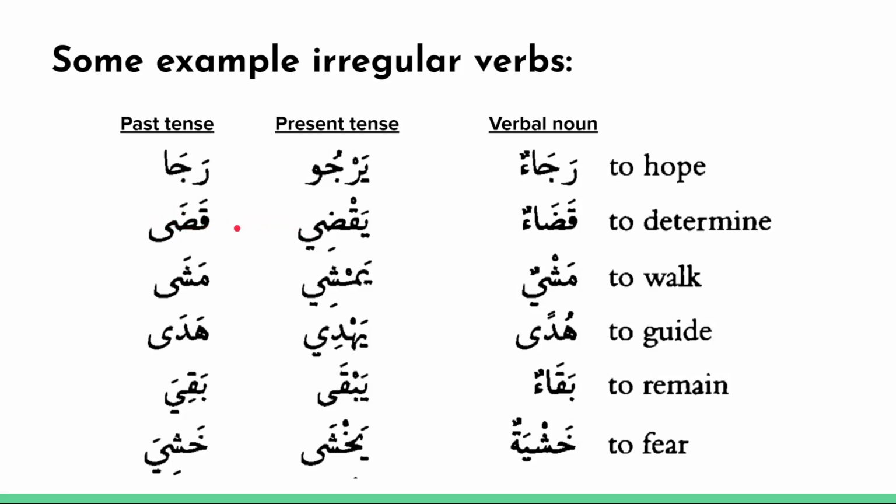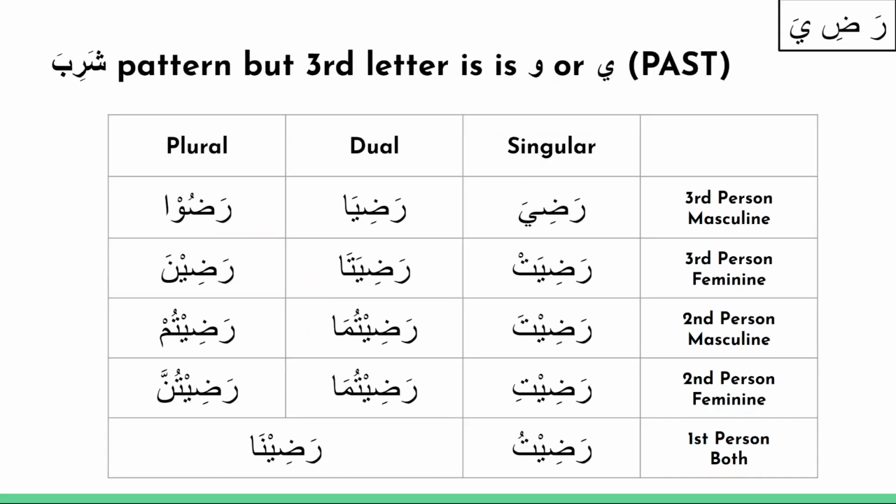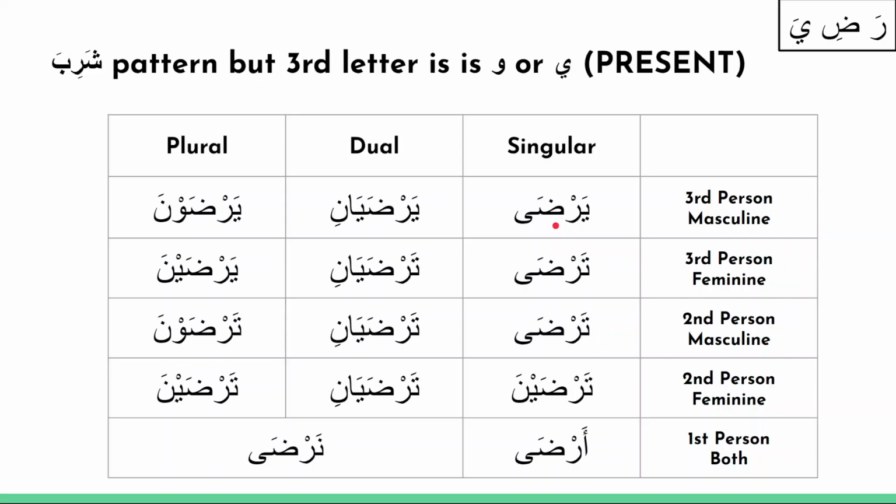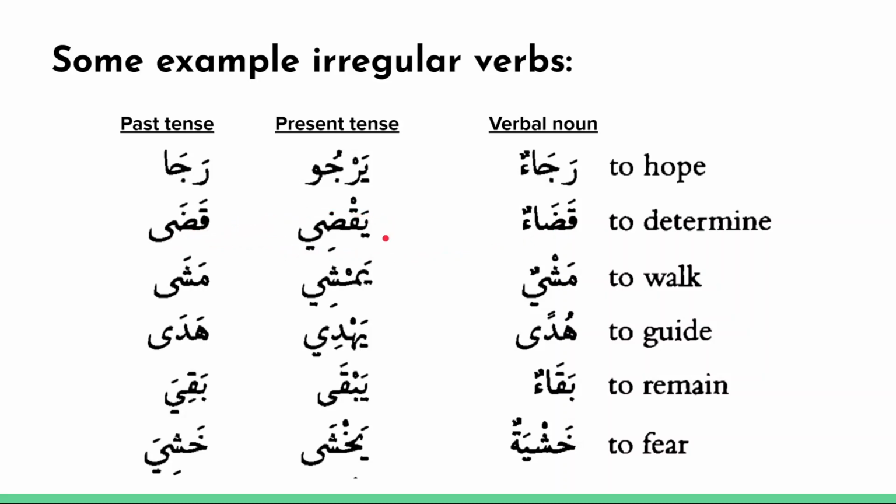This is similar to, which form have we seen before that's like this? This is similar to rama yarmi. So if we go back here, we have rama yarmi. So the same table would apply to qada yaqdi, which means to determine. Then we have masha yamshi, same form. Hada yahdi, same form.